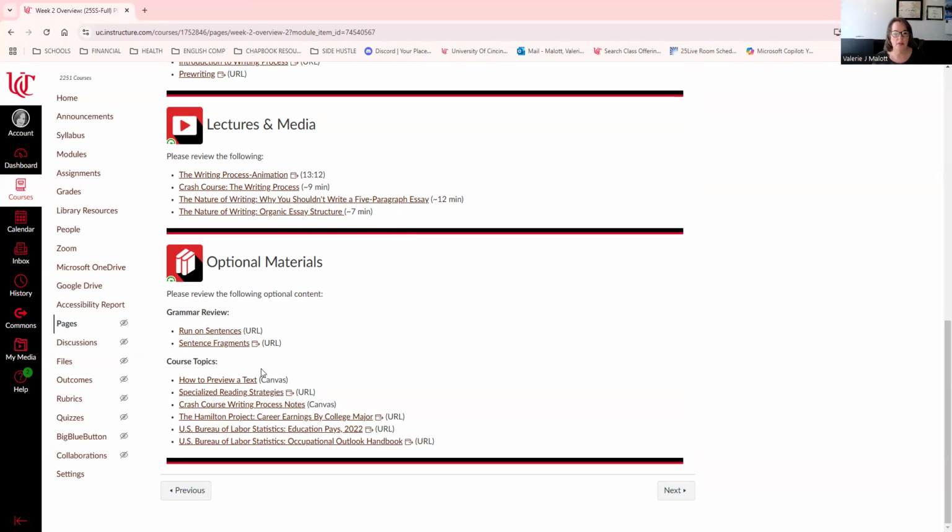If you want a little bit of grammar review, down here in the optional materials, we have information on run-on sentences and sentence fragments. Run-on sentences and sentence fragments are probably the 2 most common errors that I come across in student writing, from 099 all the way through 2089. It seems to be a consistent thing. Students have difficulty understanding when they need to use periods, when they need to use semicolons, and when they need to use commas. So those 2 articles are really good to read.